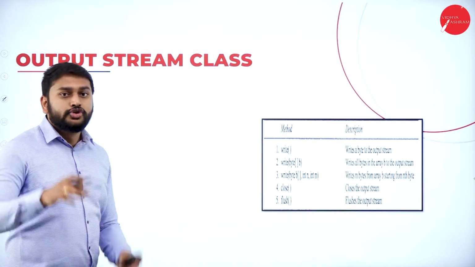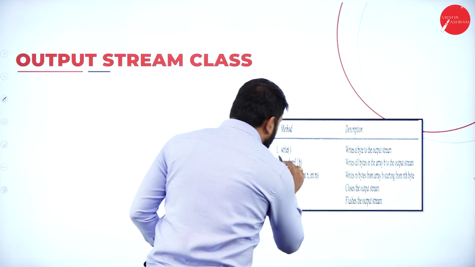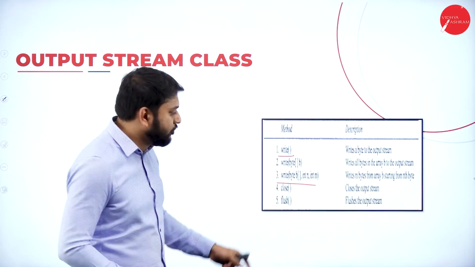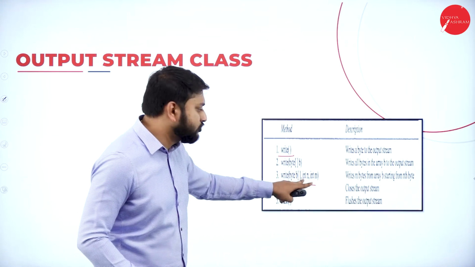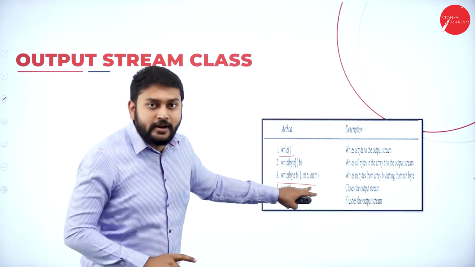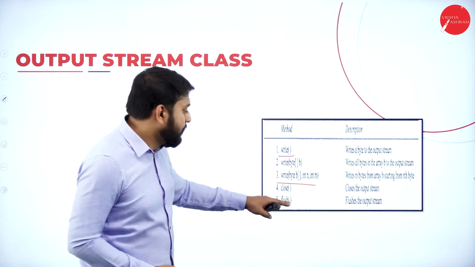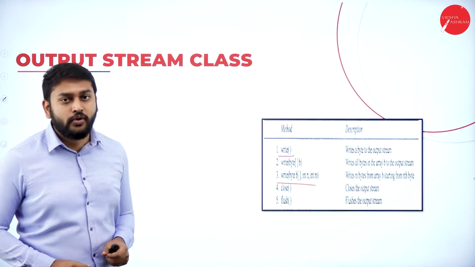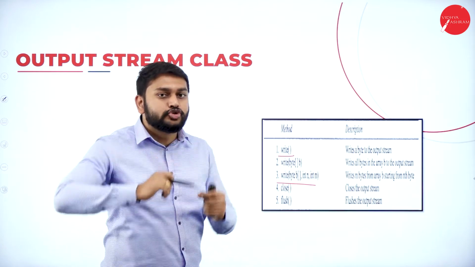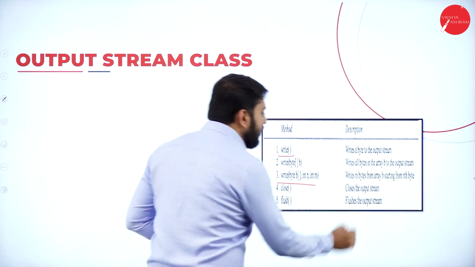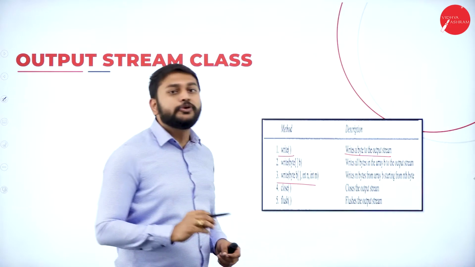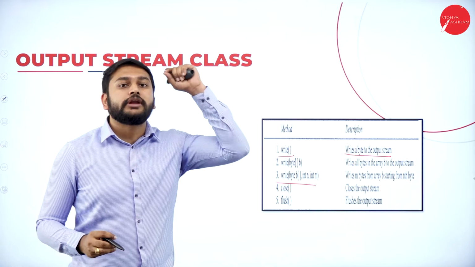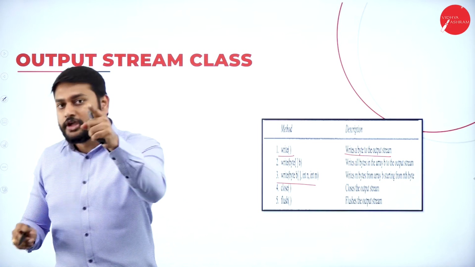So what do I have? I have the method in the output stream, write byte, and I have the same method with three parameters. Please observe, one is an array, and the others are two integer parameters. I will discuss that. And I have close and flush. Let's understand one by one now. What is the write method doing here? Please listen carefully. It writes a byte to the output stream. Using the write method, I will be able to write bytes to the output stream.